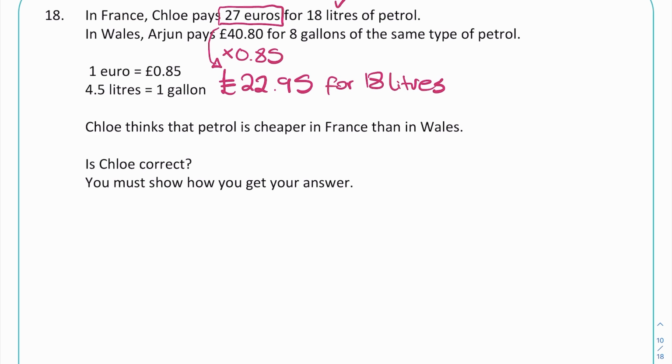For the second one, it's currently in pounds, but it's written in gallons. So if we look at our gallons exchange rate, 1 gallon is 4.5 litres. So to turn this into litres, the litres number is going to be bigger, so we're going to multiply by 4.5. So 8 times 4.5, that gives us 36. So that's going to be 36 litres.